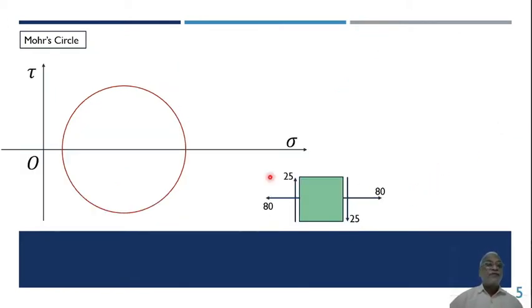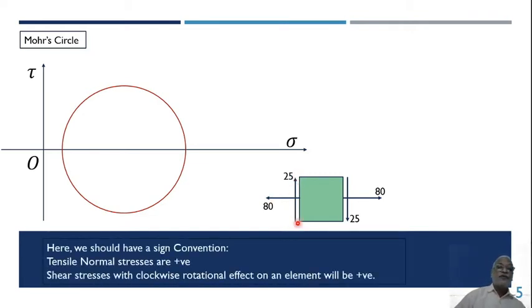Here I have a Mohr circle drawn, and a stressed element, with the stresses shown on one face only. The stresses are a normal stress of 80 and a shear stress of 25. Now, before going further, we'll have to decide what the sign conventions are. This is an important part. You can decide whatever you want, but when you decide something you have to stick to it continuously. So it is simple to assume tensile normal stresses are positive.